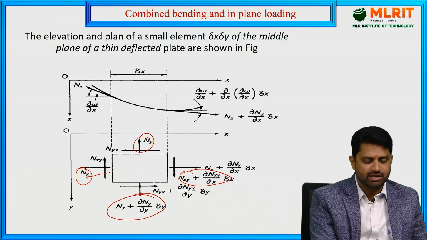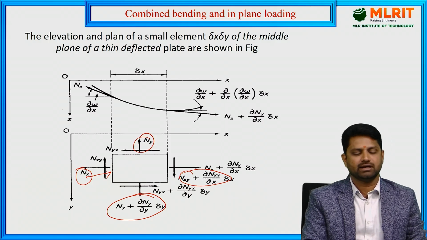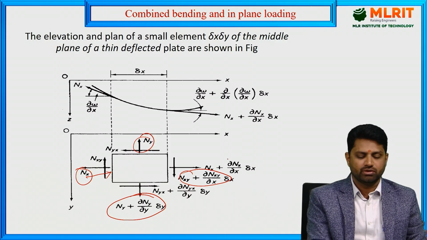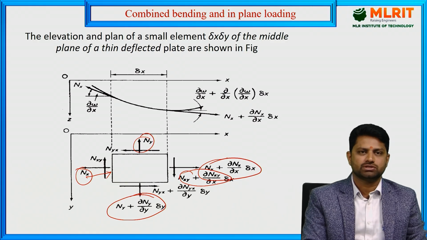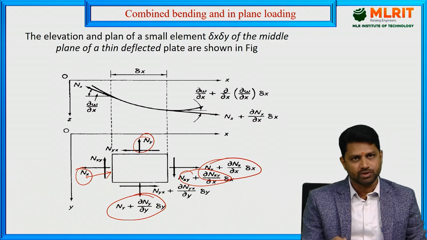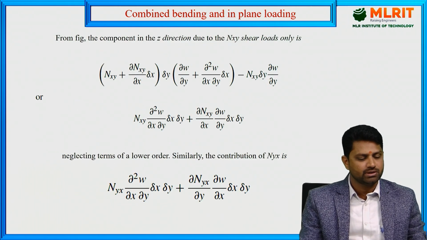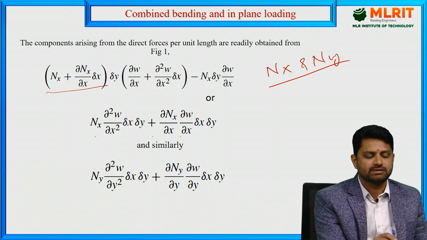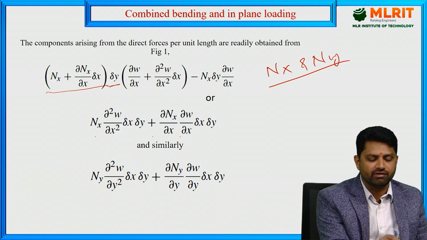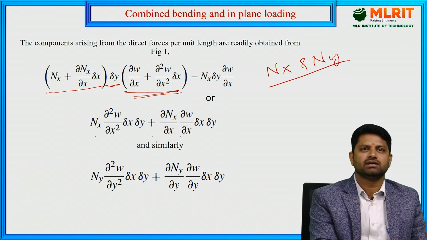So nx multiplied by its edge length, that is delta y, and the nx increment also. This is ∂nx plus ∂nx by ∂x into delta x, the increment. So that also can be taken as the contribution. Okay, so let's write this in equation form: nx plus ∂nx by ∂x into delta x, multiplied with the delta y edge. And then what you're seeing here is nothing but the sine of the component.